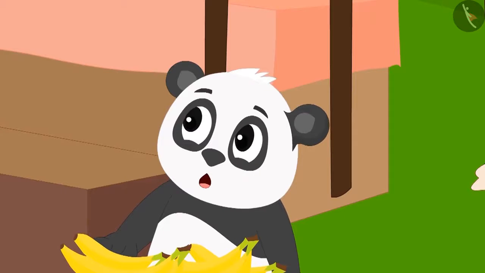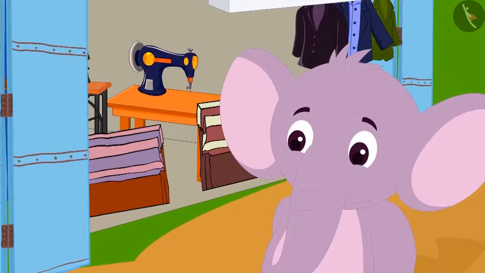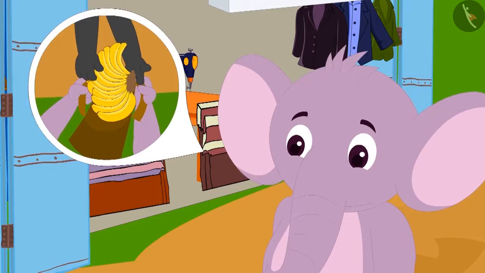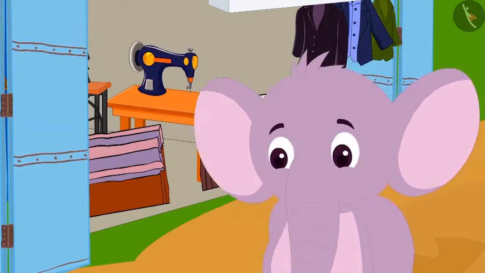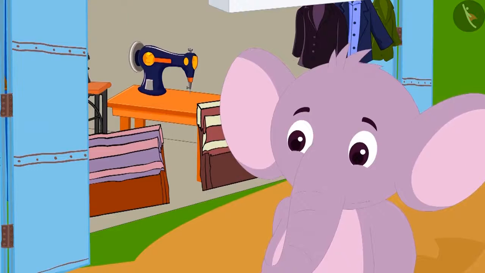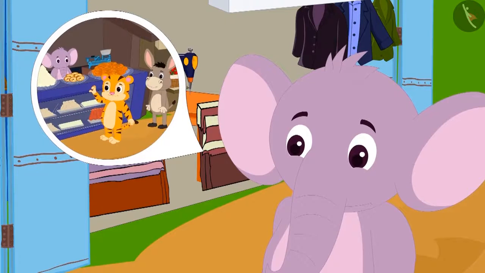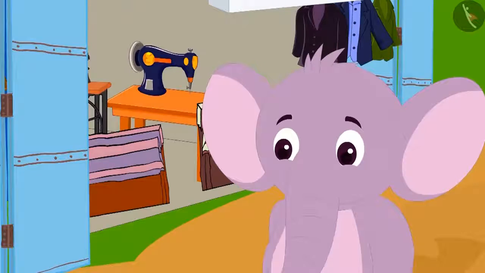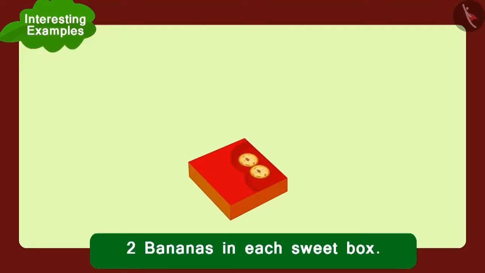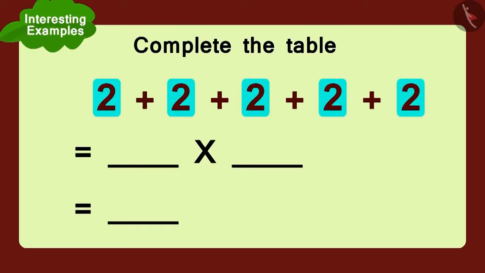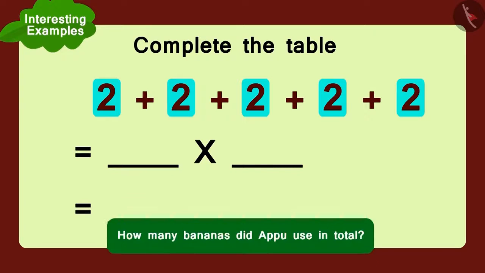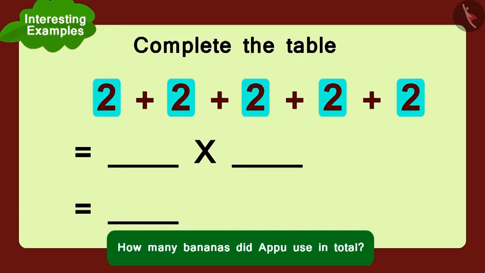Golu was confused. Then Appu told him that he had made a sweet from the 12 bananas that he bought from Golu, and everyone liked the sweet a lot. And now there are so many people visiting his shop today. Appu used 2 bananas for each sweet box, and he made 5 such boxes. Can you complete this table and tell how many bananas Appu used in total?